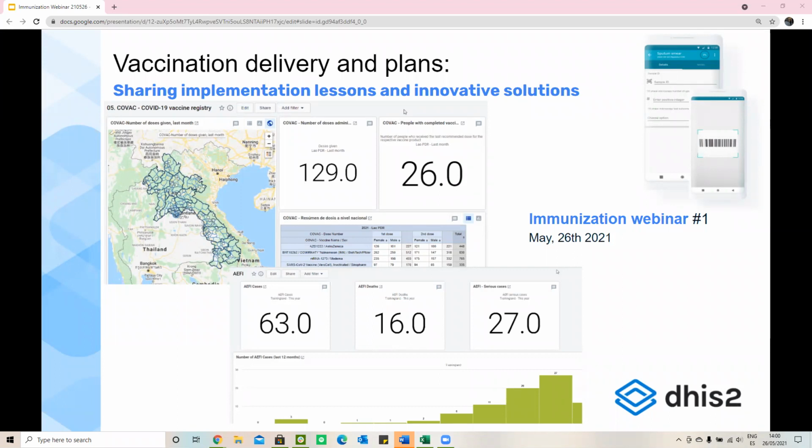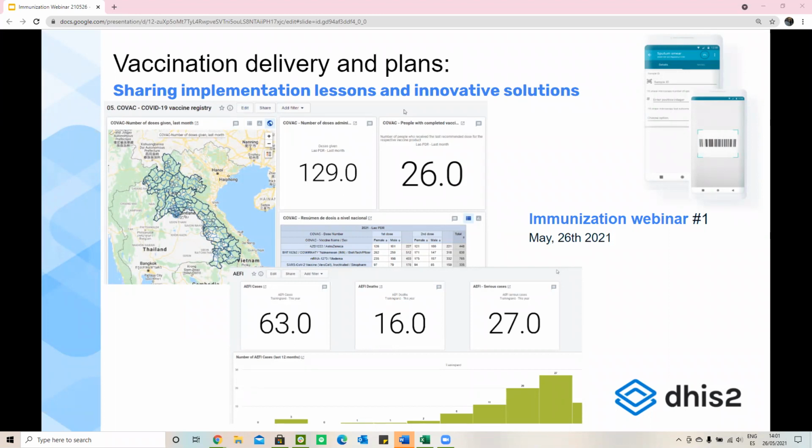Today is the first of a series of quarterly webinars that we are going to organize, focused on the use of DHIS2 for immunization programs that have been developed together with the WHO, Gavi, and UNICEF. In these webinars, we are trying to bring forward some real-world use cases and to share experiences of implementations and best practices among end users, so a bit everyone here, and also stakeholders.